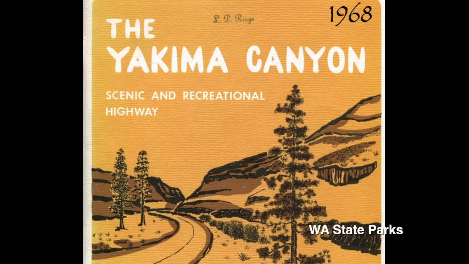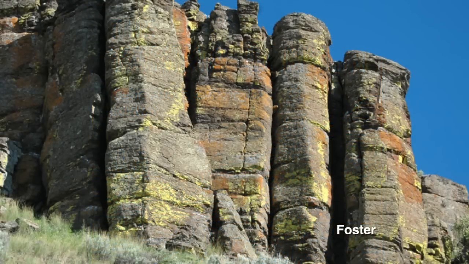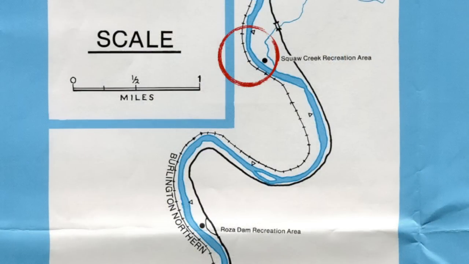Back to this periodical from the 1960s, looking to the future with developing the canyon as a scenic byway. More coming on that before we quit. Oh, but there are beautiful columns, aren't there? Exposed not only in the Yakima River Canyon, but all through the Columbia River Basalt Field. We've got a few minutes left and we're done.